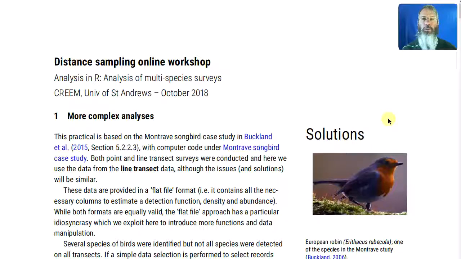Eric Rexstad, University of St Andrews, having a look at the solutions to the fourth exercise in the distance sampling in R unit of the online distance sampling workshop.